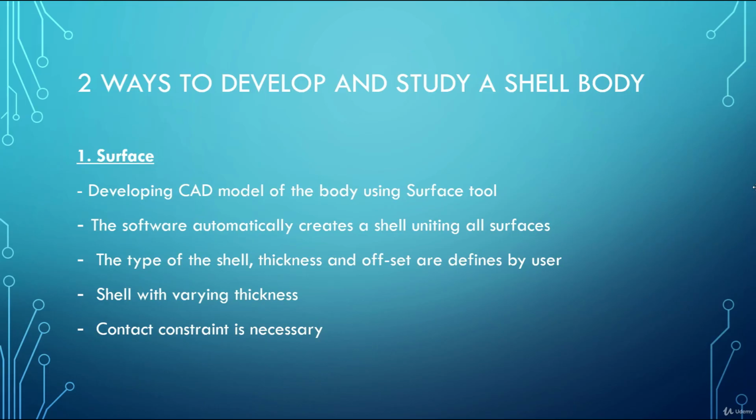And then the software automatically creates a shell by uniting all the surface bodies. And the user has to define the type of the shell, the thickness and the offset. And all of those things we're going to show in our real example. As well, the thickness can be different on different parts of the body. As well, we will have to define the contact constraint, and that's necessary when we have a surface body.